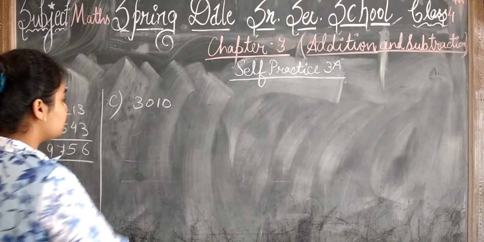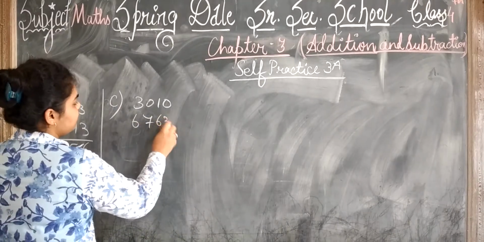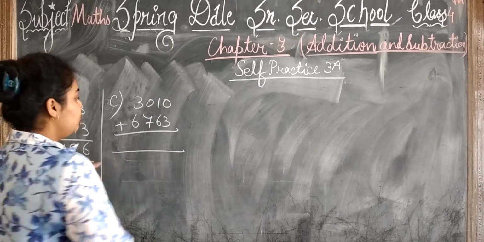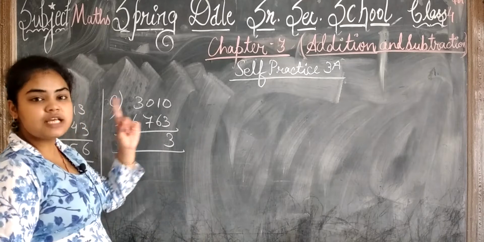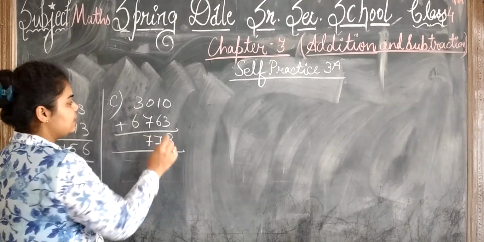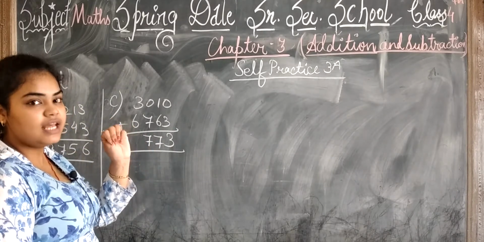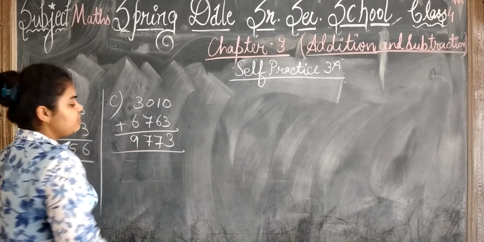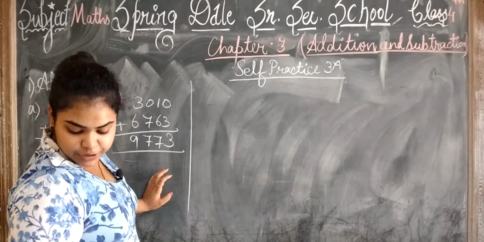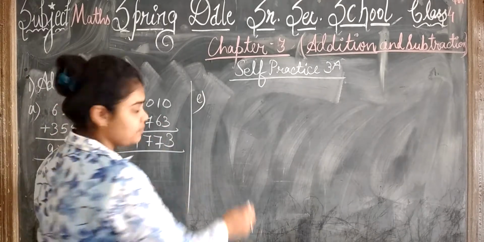Like that, do the C part, that is 3010 and 6763. 3 plus 0, 3. 6 plus 1, 7. 7 plus 0, 7. 3 in your mind, 6 in your fingers, after 3, 4, 5, 6, 7, 8 and 9. The number we get is 9773.